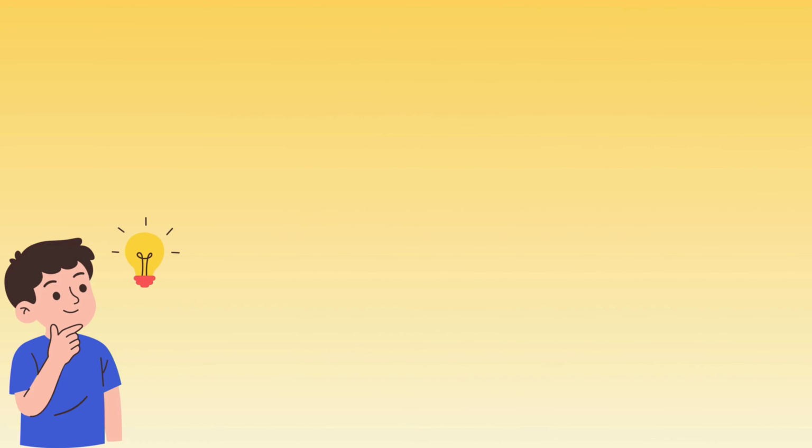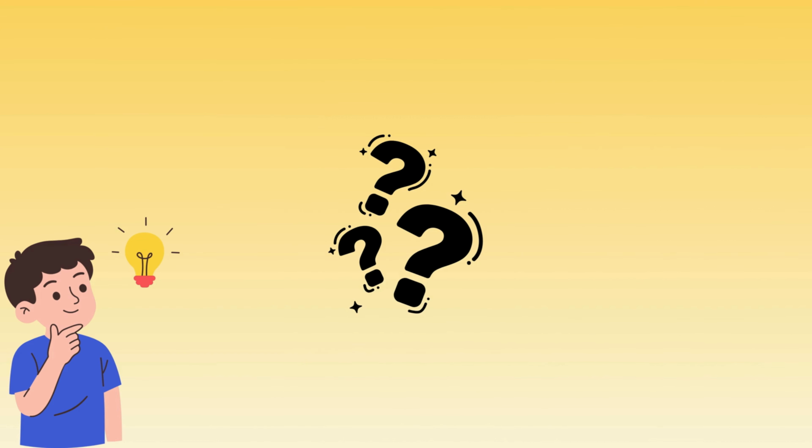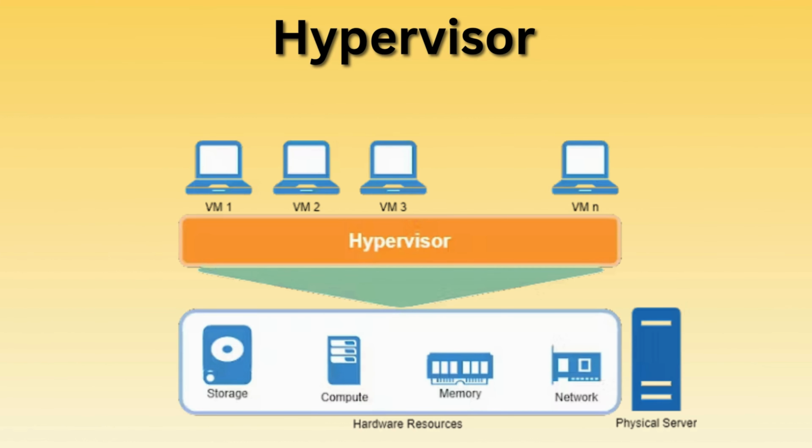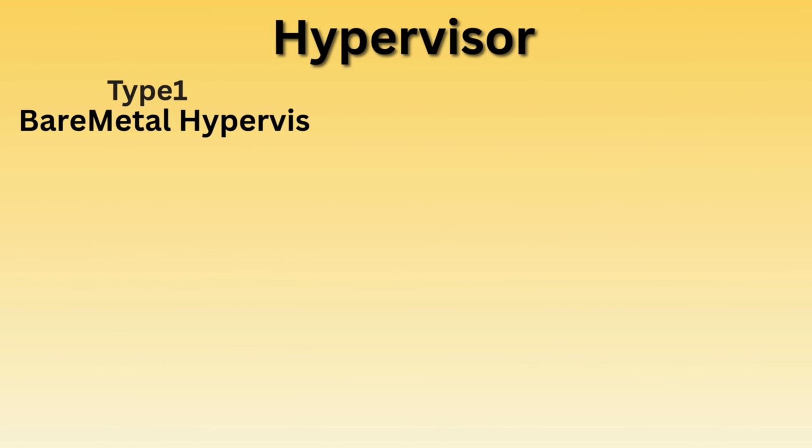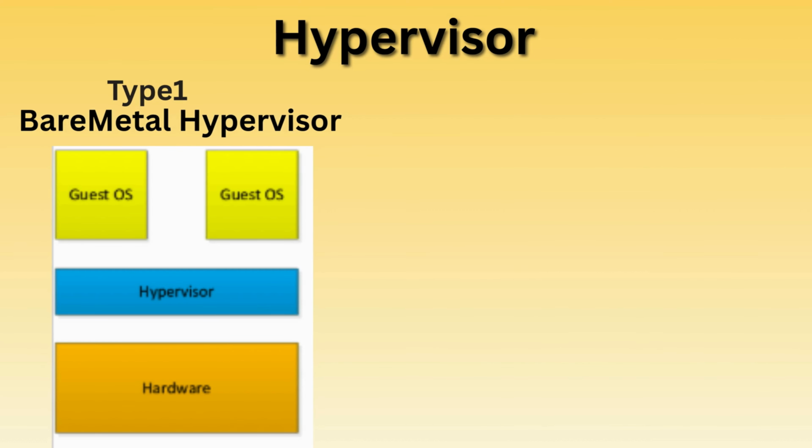Now, let's see how does this magic happen. It all happens through a special software called a hypervisor. The hypervisor is responsible for dividing and managing your hardware resources such as CPU, memory and storage among these different virtual machines. There are two main types of hypervisors. Type 1, bare metal hypervisor. This one runs directly on the physical hardware without any operating system.